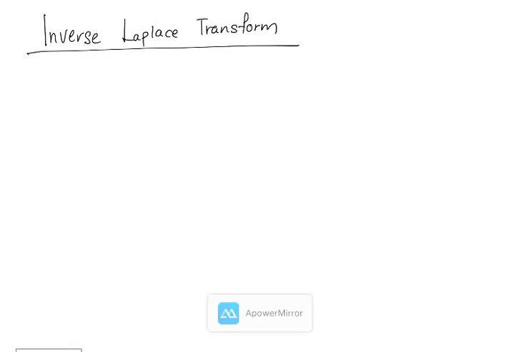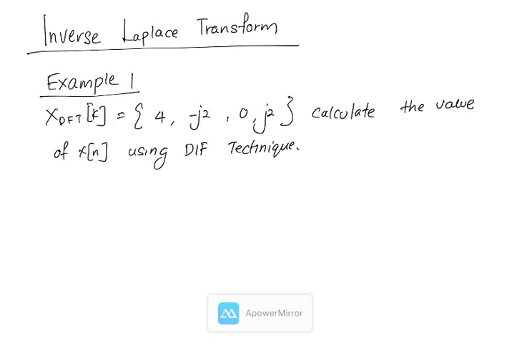Hello, good morning everyone. Today I would like to share with you a topic on inverse discrete Fourier transform. First of all, I would like to share with you an example using the DIF technique.